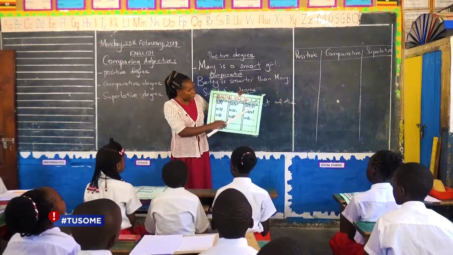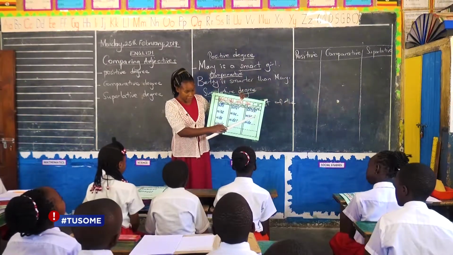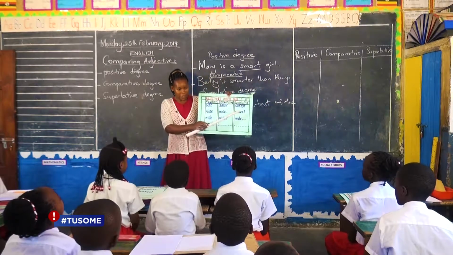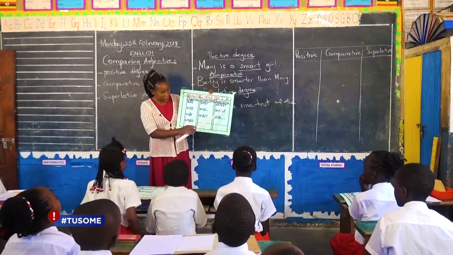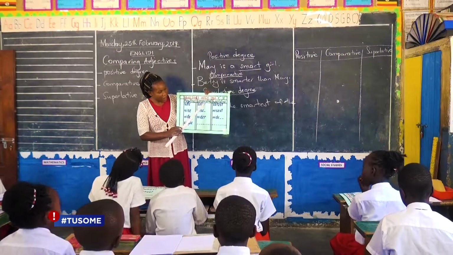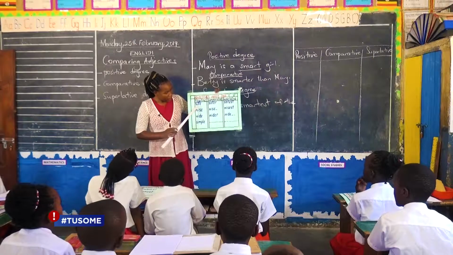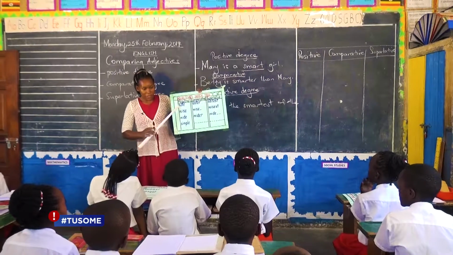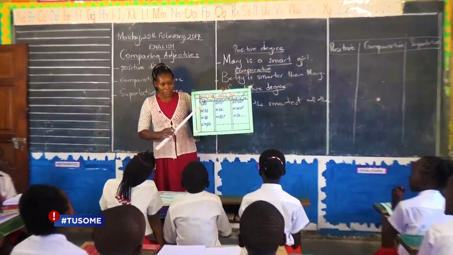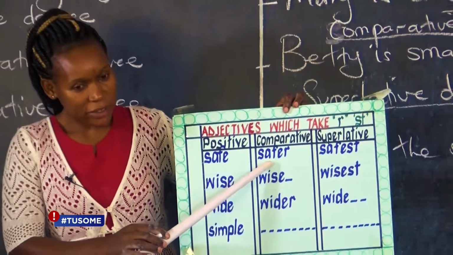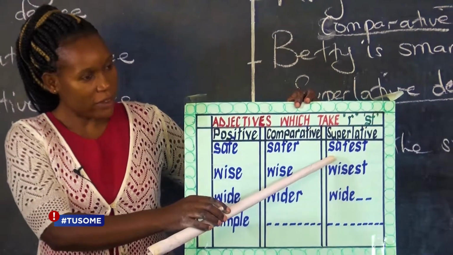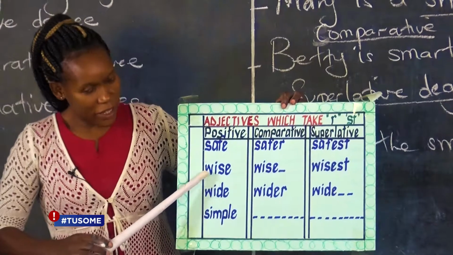Then in the superlative, they add -st. They add what? -st. These are regular adjectives. In the comparative, they add -er. Then in the superlative, -st. Look at this. This one is? Safe. Everybody? Safe. The comparative is? Safer. The superlative? Safest.